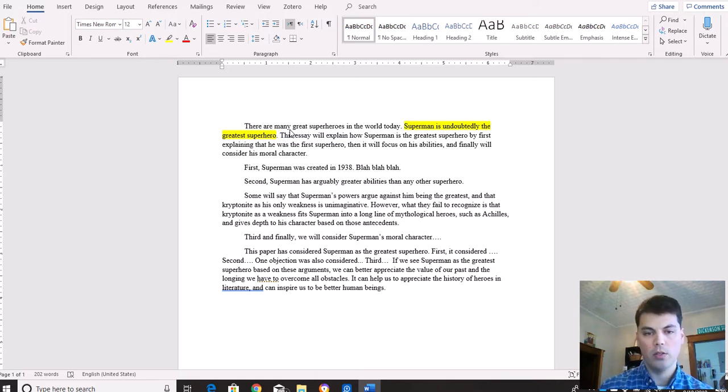So here's my assertion. I have just one sentence here orienting my reader to the topic. There are many great superheroes in the world today. That leads naturally to my claim, which is Superman is undoubtedly the greatest. Nothing fancy. Always think simple to complex. Try to think simple structure.